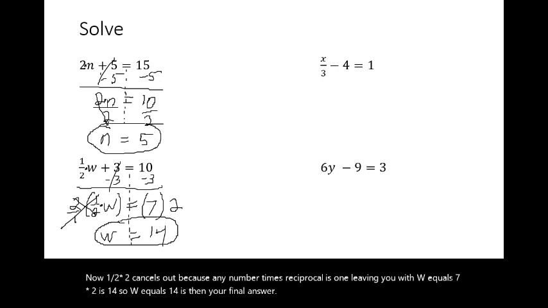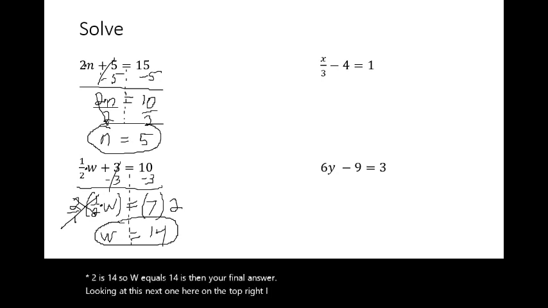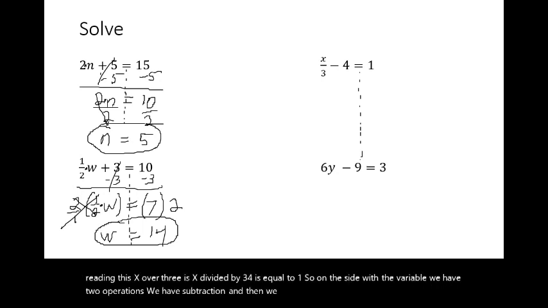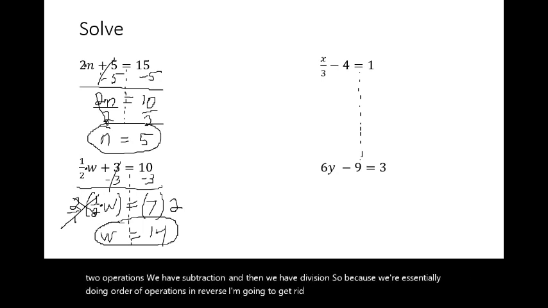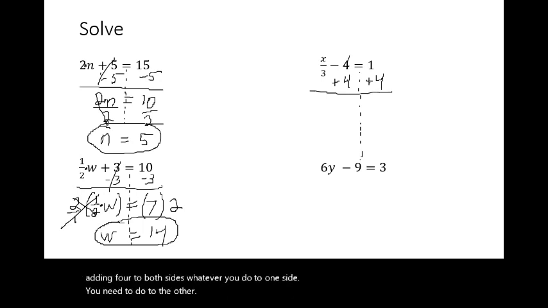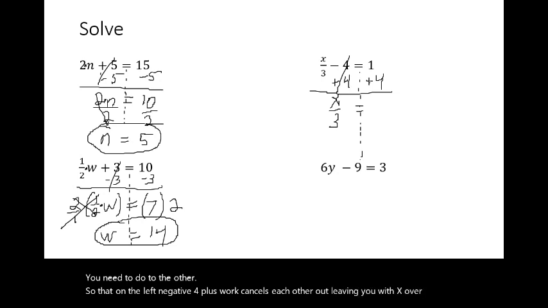Looking at this next one here on the top right, I have x over 3 minus 4 is equal to 1. An alternative way of reading this x over 3 is x divided by 3 minus 4 is equal to 1. So on the side with the variable, we have two operations. We have subtraction and then we have division. So because we're essentially doing order of operations in reverse, I'm going to get rid of this minus 4 first by adding 4 to both sides. Whatever you do to one side, you need to do to the other. So then on the left, negative 4 plus 4 cancels each other out, leaving you with x over 3 is equal to 1 plus 4 is 5.